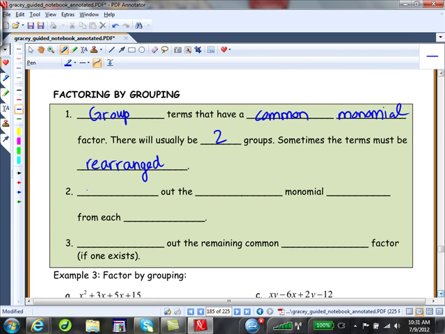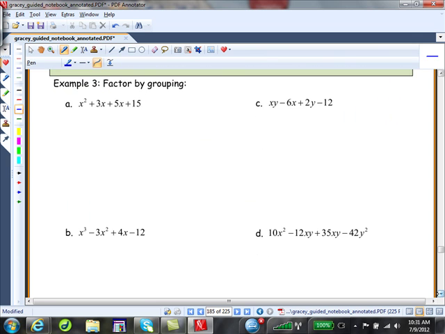Factor out the common monomial factor from each group. And then you factor out the remaining common binomial factor if one exists. So let's take a look at some problems. All right, so factor by grouping.